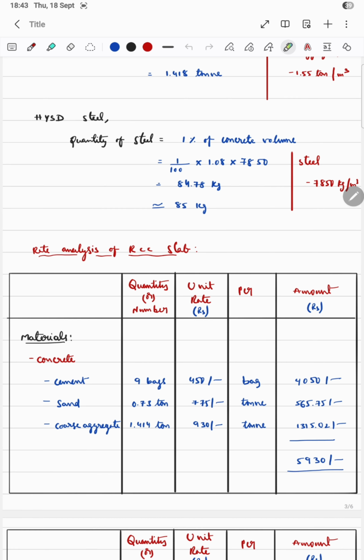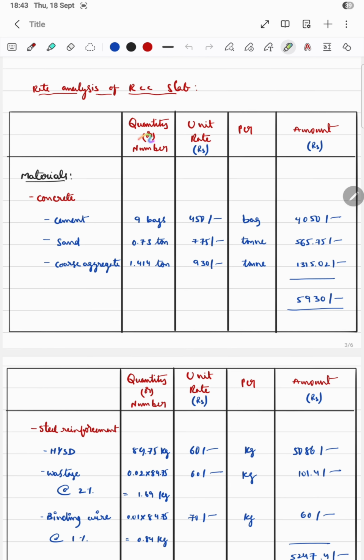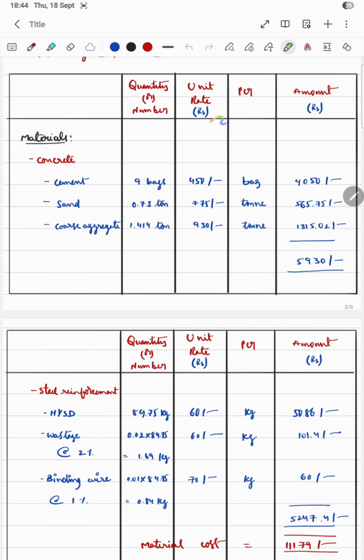For rate analysis, we just have to draw a table showing quantity or number, unit, rate, per, and amount. Per shows the unit rate for a quantity, for a unit. Amount will show the total by multiplying the unit rate with the quantity or number. First we start with materials.